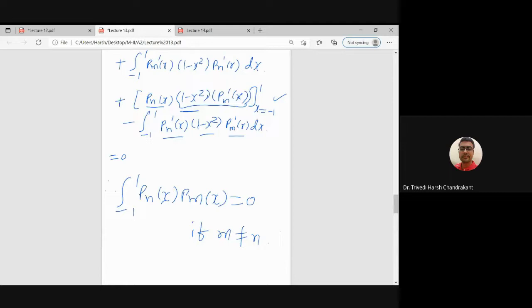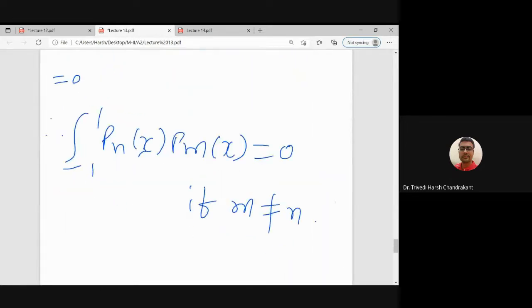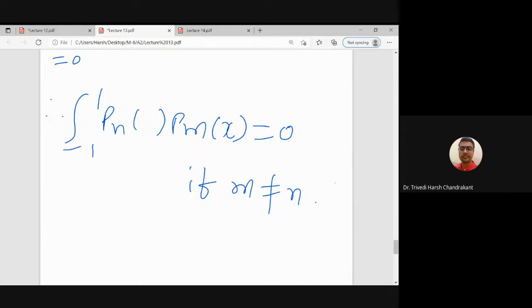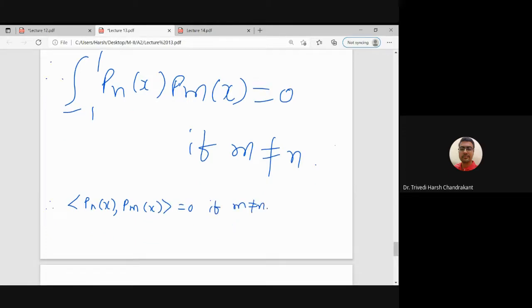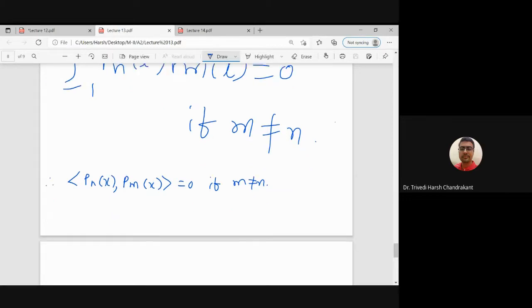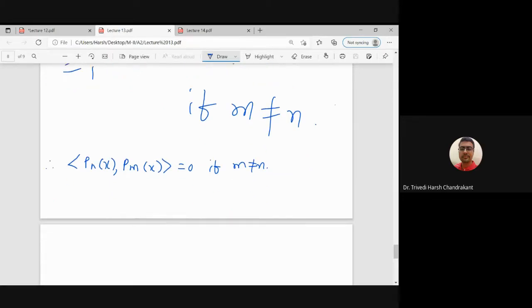So this gives us that the Legendre polynomials for different n and m are orthogonal. Therefore the inner product of Pn x with Pm x is zero if m and n are different numbers. Okay, so this is regarding the orthogonality of the Legendre polynomials. Another related concept is orthonormality. For orthonormality, we need to take the inner product of the function with itself.